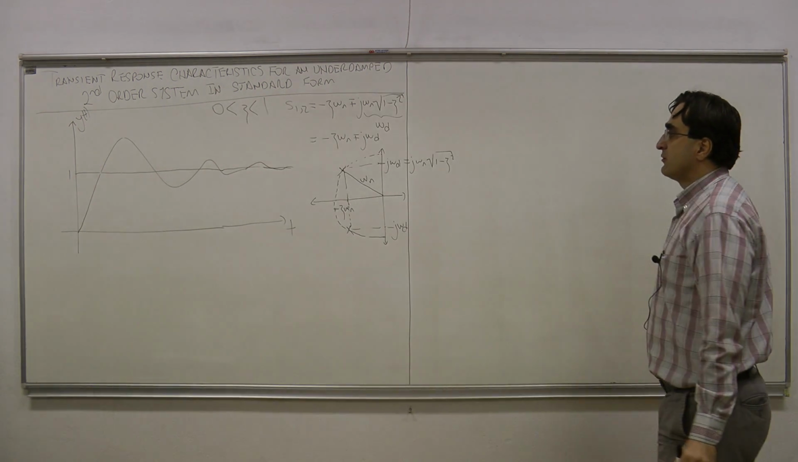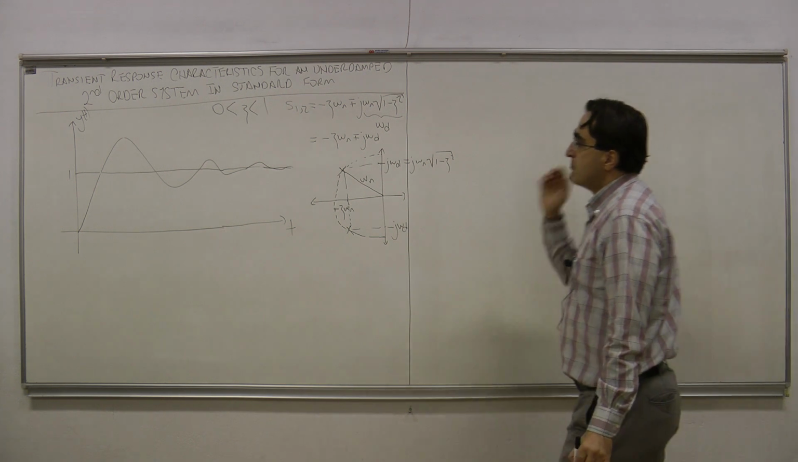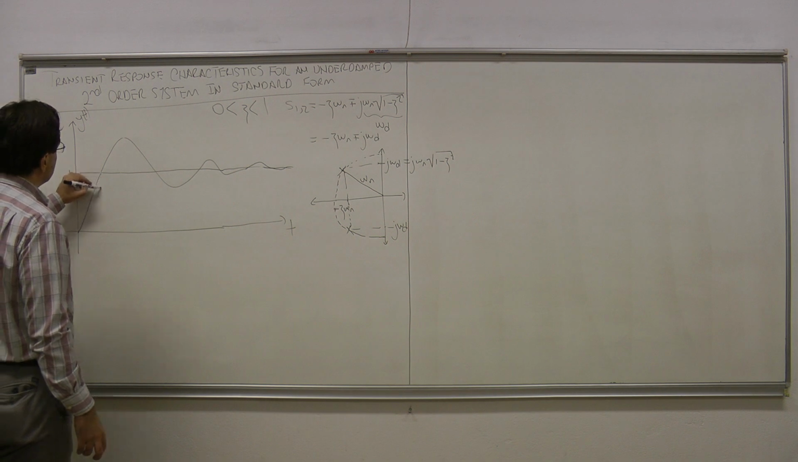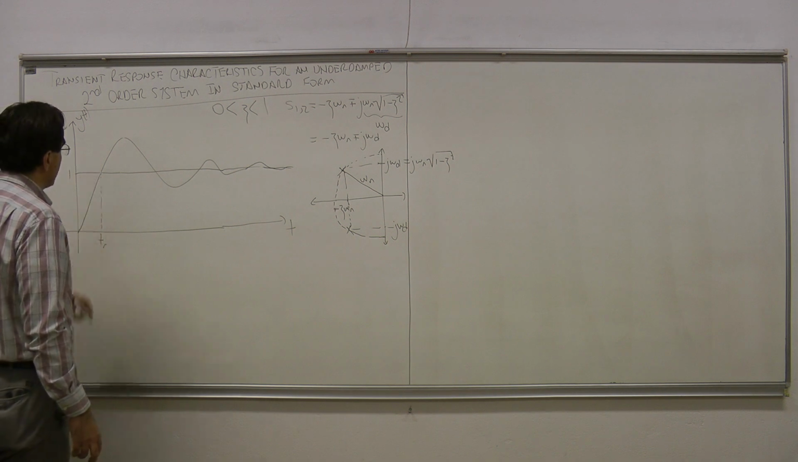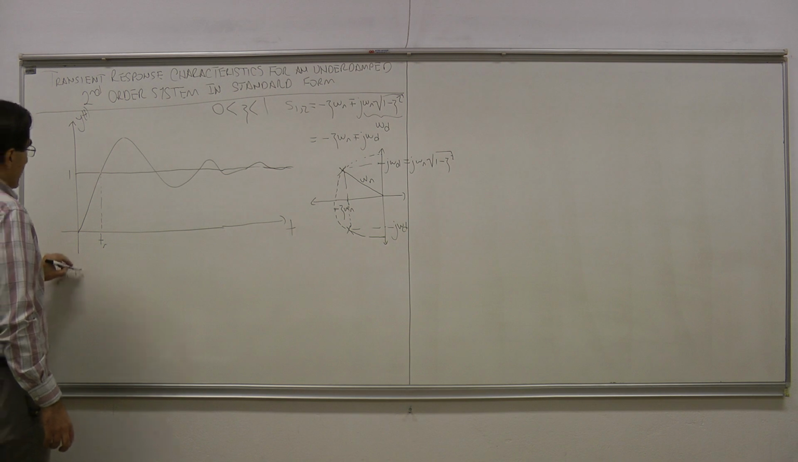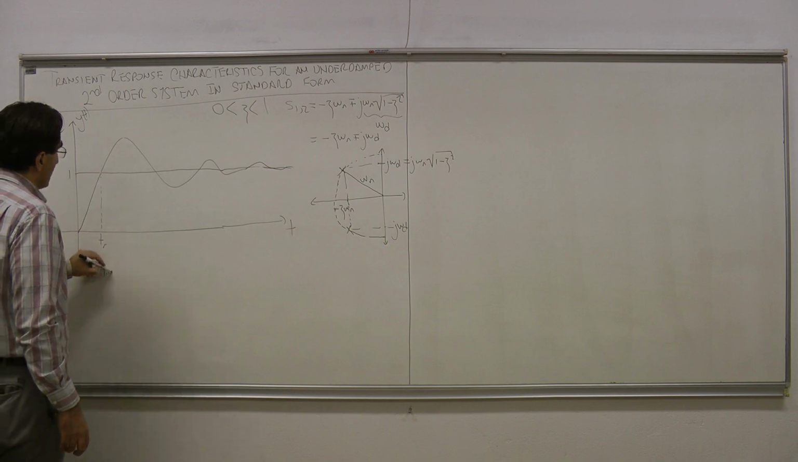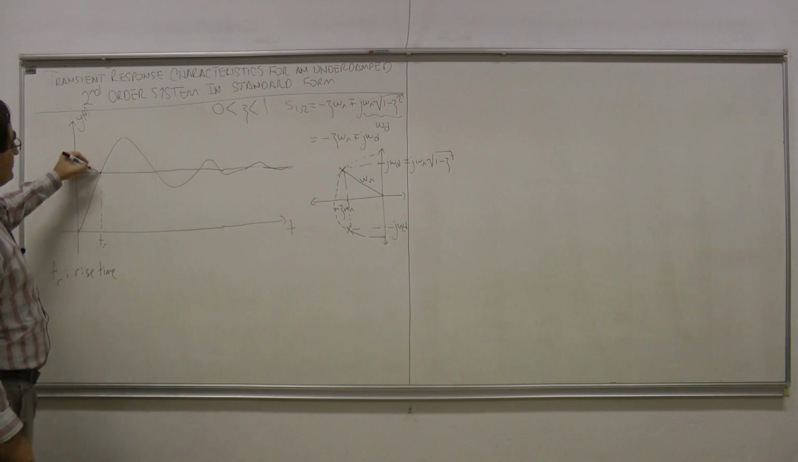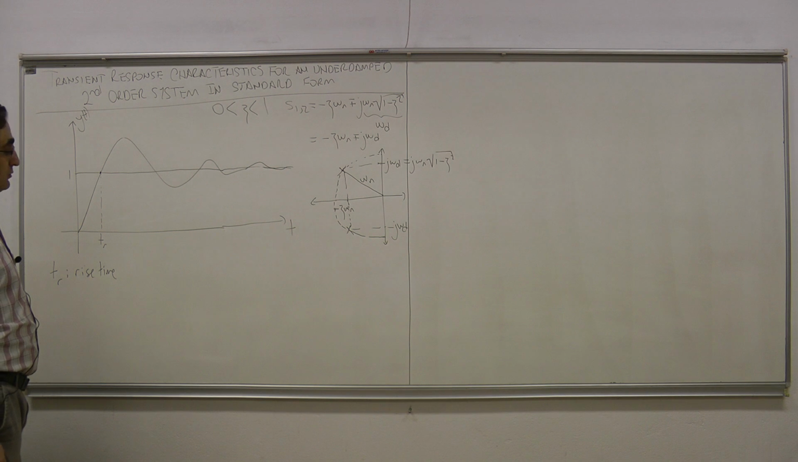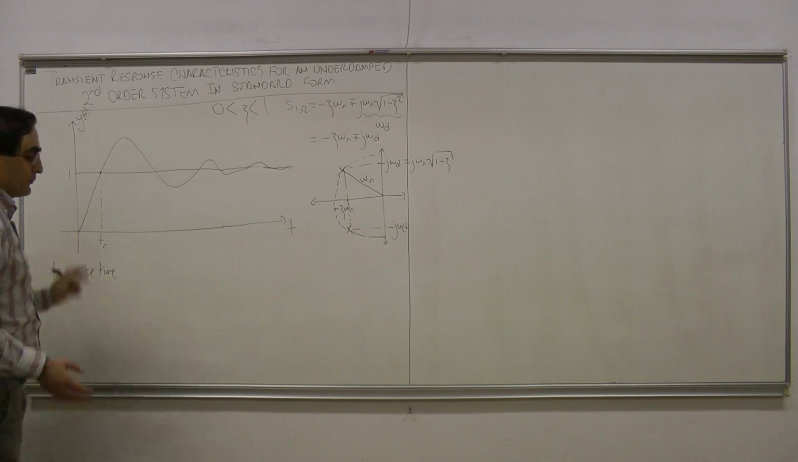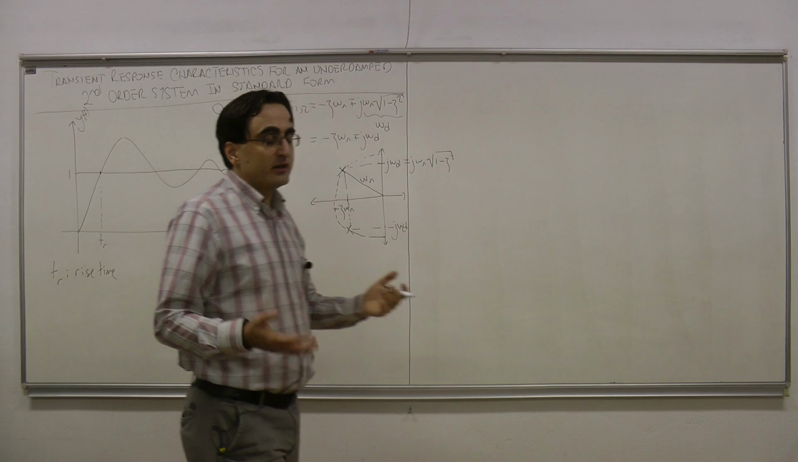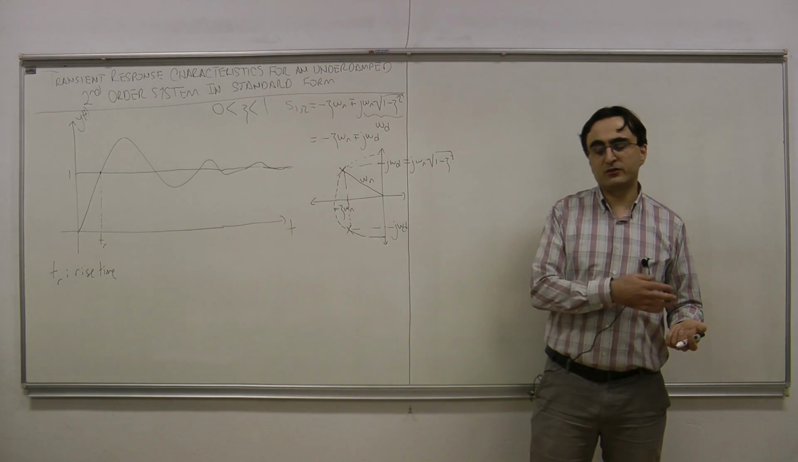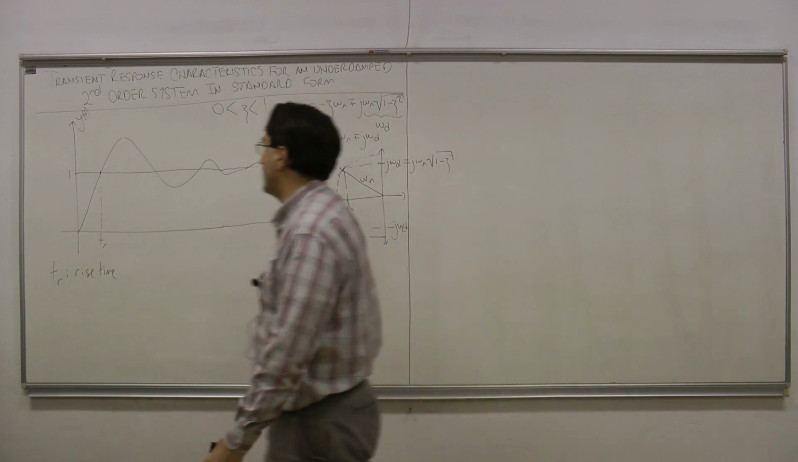So now let us try to define our performance measures. The first performance measure is going to be TR, the rise time. Okay? So its name is rise time. It is the time instant at which the response hits the desired value for the first time. Of course, in a control system, I want TR, the rise time, as small as possible. I want a fast response towards the desired value.